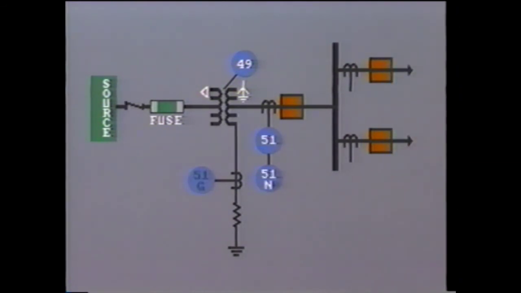The ground overcurrent relay 51G in the neutral will trip the secondary breaker in the event of a ground fault in either the transformer secondary winding or the connected feeders.